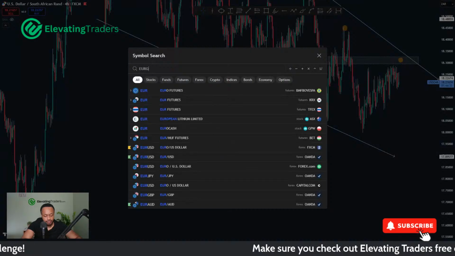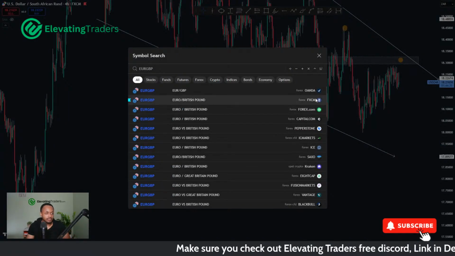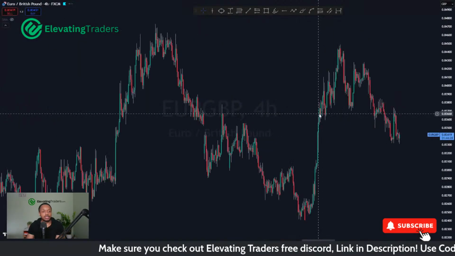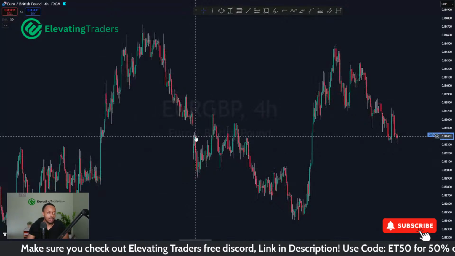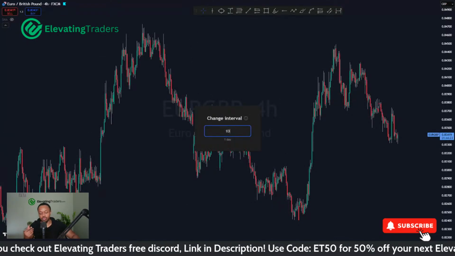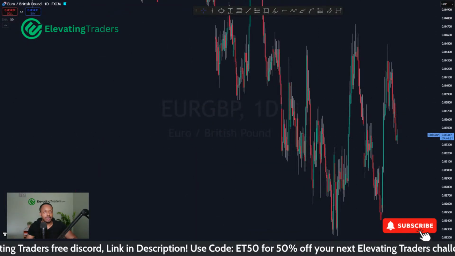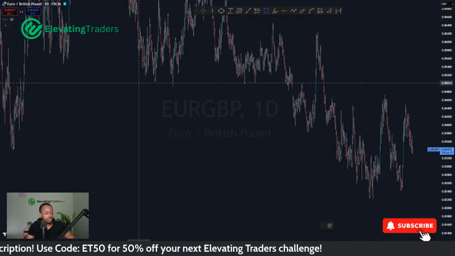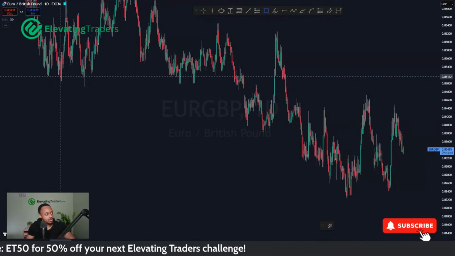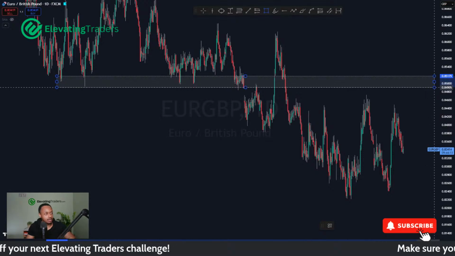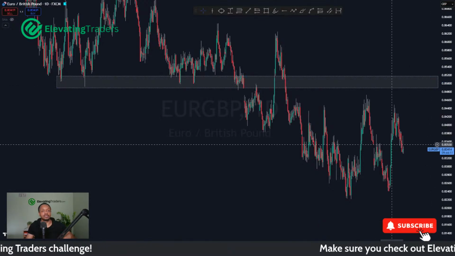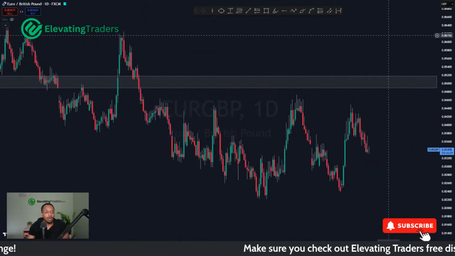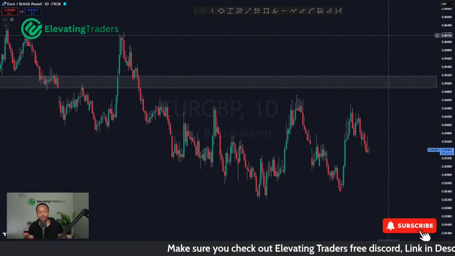Euro pound. So this one's still respecting some support down here. I am actually still pretty bullish on euro pound. I do think price can eventually get back to 0.85, which is some resistance in this area here. So I do still think we can push back into that level there. However, I just don't really have a clear-cut opportunity to trade that.